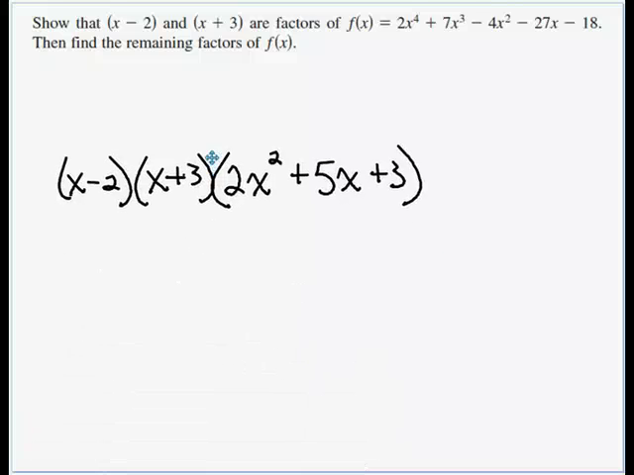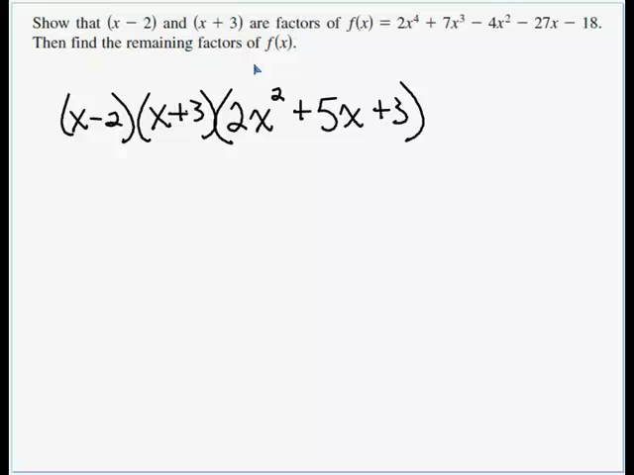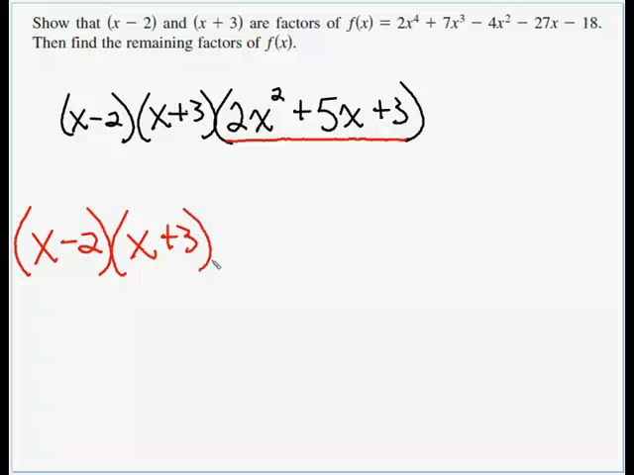And now that we've gotten it this far, we can completely find the factorization by just concentrating on this and maybe using a little trial and error. So, don't forget these factors do come along for the ride, x minus 2 and x plus 3. But now we want to break down this remaining quadratic into 2 more factors. Well, the factors of 2x squared have to be 2x and x. The factors of 3 are 3 and 1.